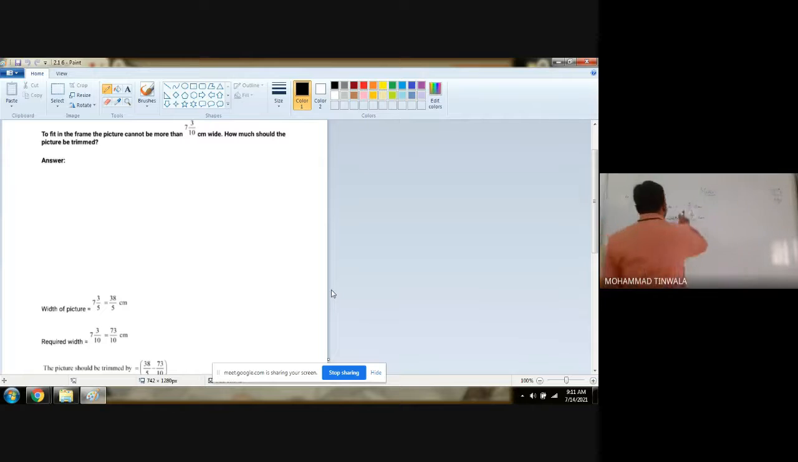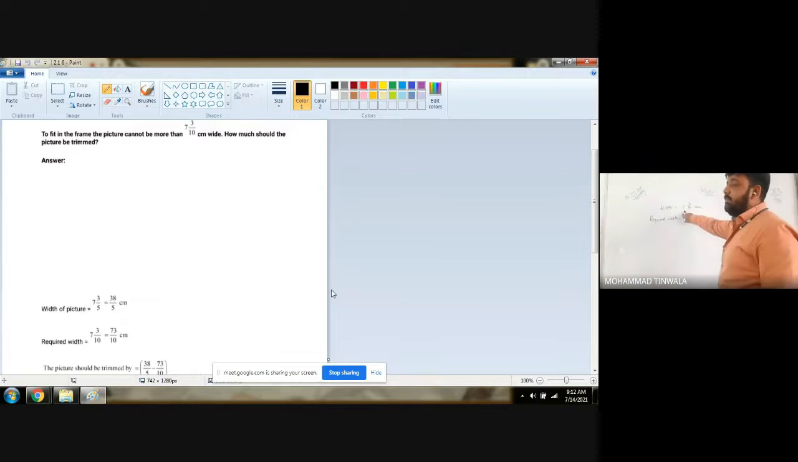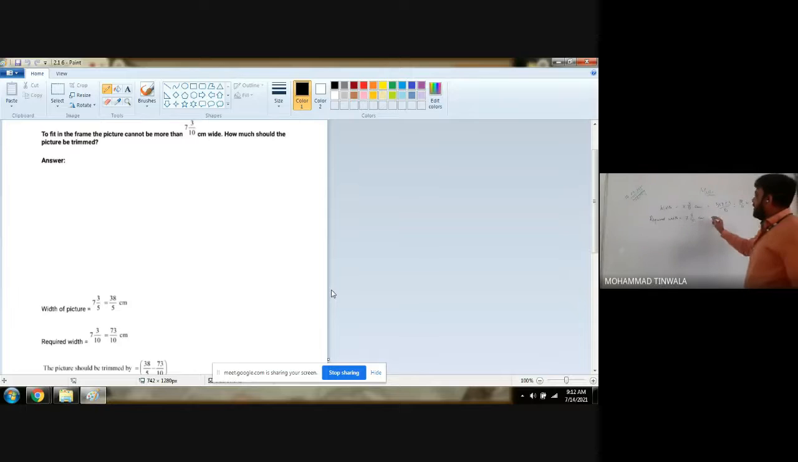Okay. So the picture's width was 7 integer 3 upon 5, and what is required is this much to be framed. So we have to convert this first into a simple fraction. 5 will be multiplied with 7 plus 3 upon 5. 5 sevens are 35 plus 3 is 38 upon 5 centimeter. That is the first fraction you got.